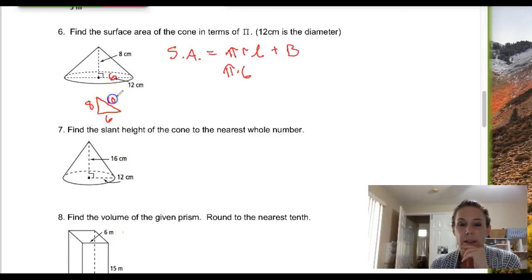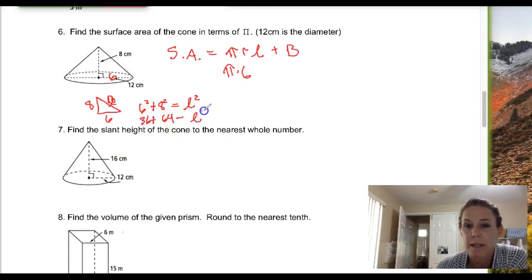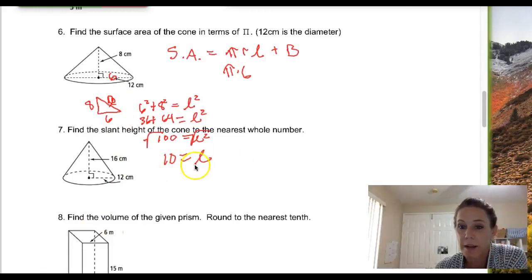If you don't know the Pythagorean triples off the top of your head, go ahead and work the Pythagorean theorem on this. You're going to go 6 squared plus 8 squared is going to equal, if you don't know the Pythagorean triple, this would be your slant height, squared. 8 squared is 64, 6 squared is 36, and slant height squared. And then 64 plus 36 is 100, and that's your slant height squared. And then you're going to square root both sides. 10 is your slant height, which is exactly what I just worked out. All right, so that is the slant area.